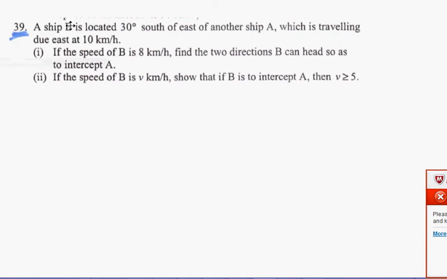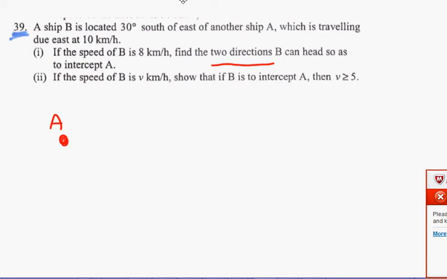Following question. Ship B is located 30 degrees southeast of another ship A, which is travelling due east at 10 kilometers an hour. If the speed of B is 8 kilometers an hour, find two directions B can head as to intercept A. So it's two directions this time, okay? So, that said, we need to draw a diagram starting off, okay?